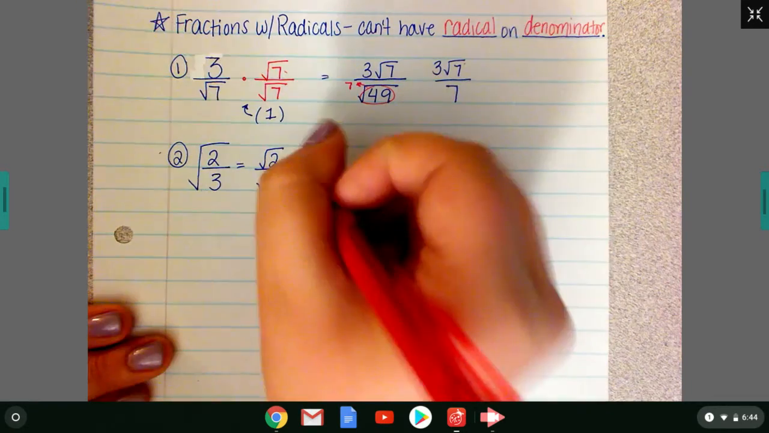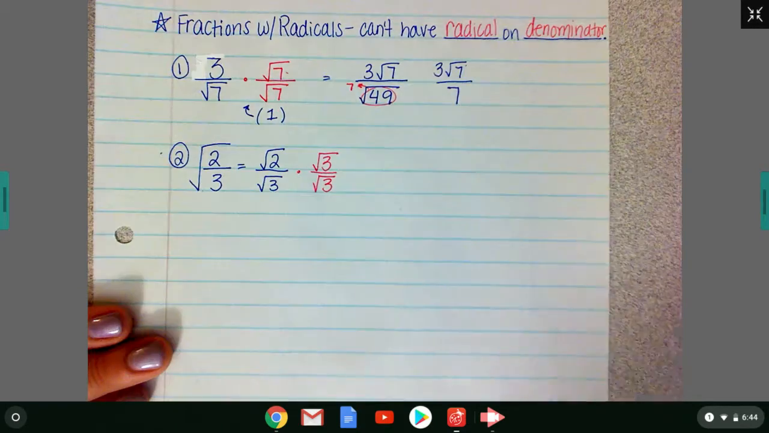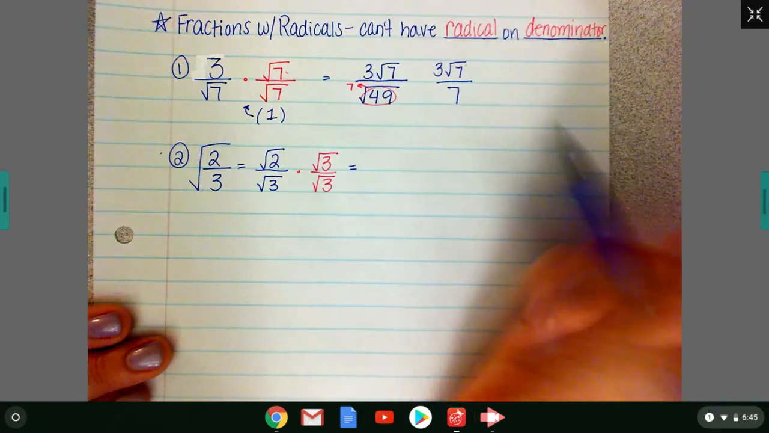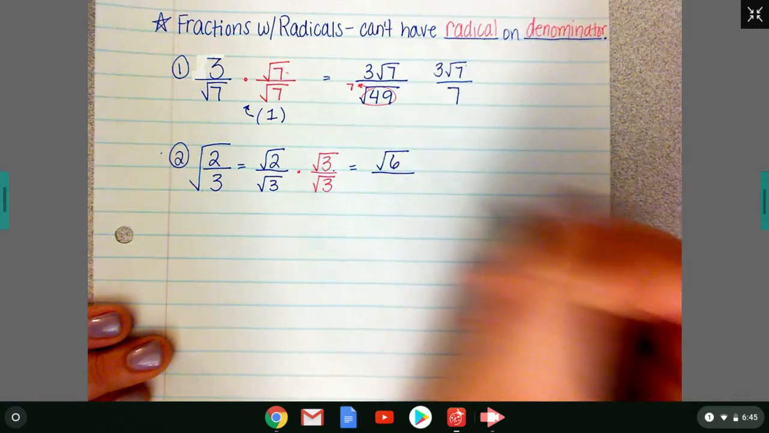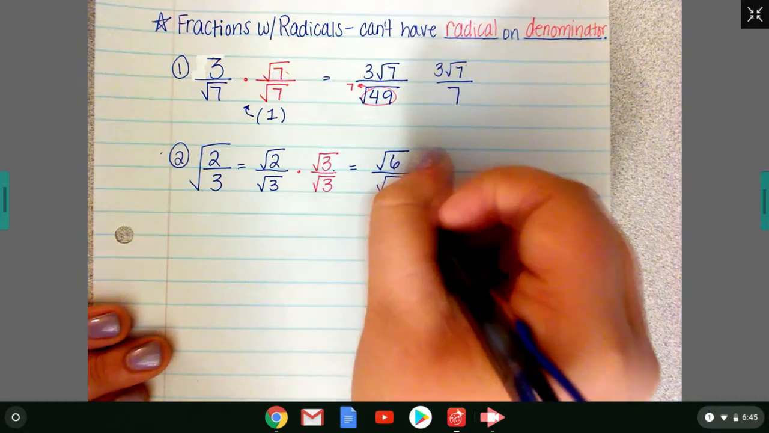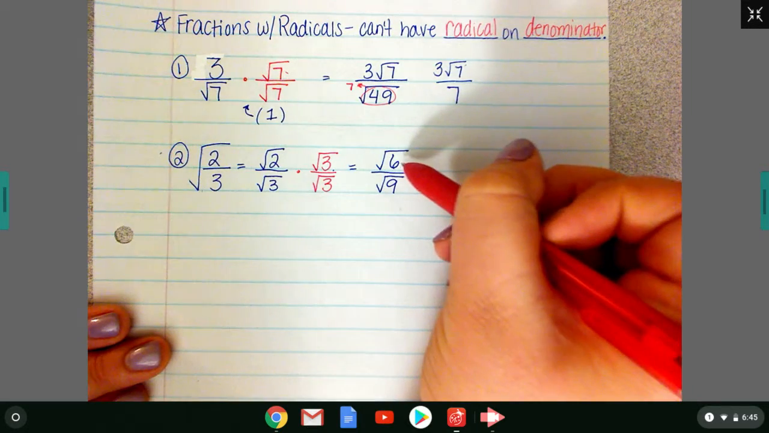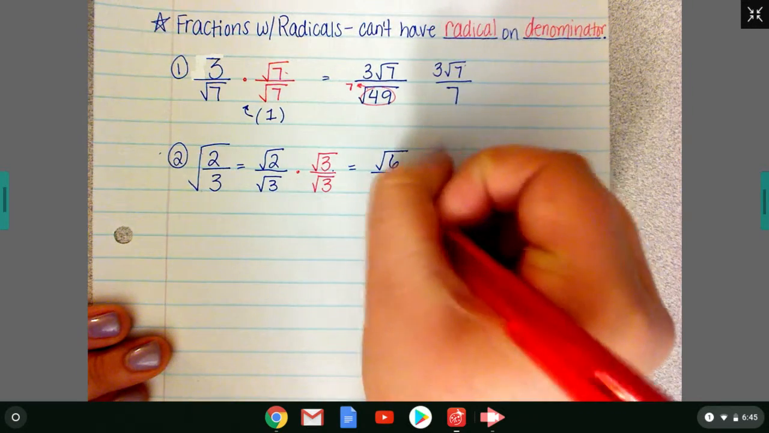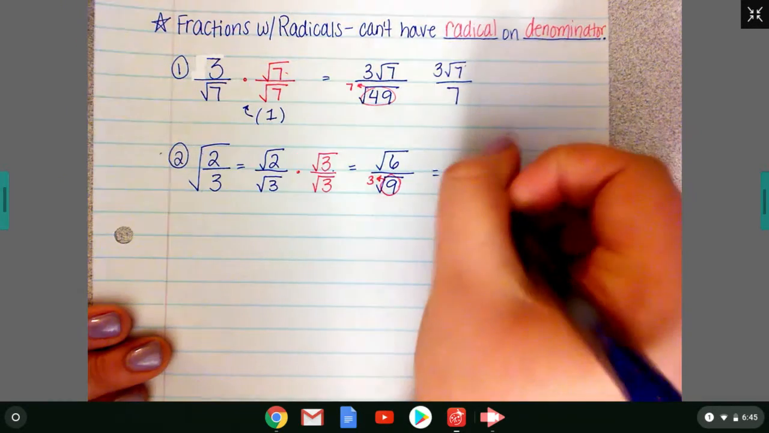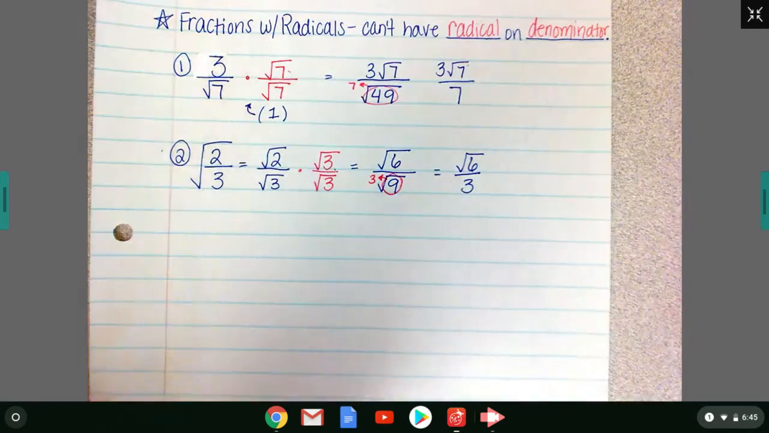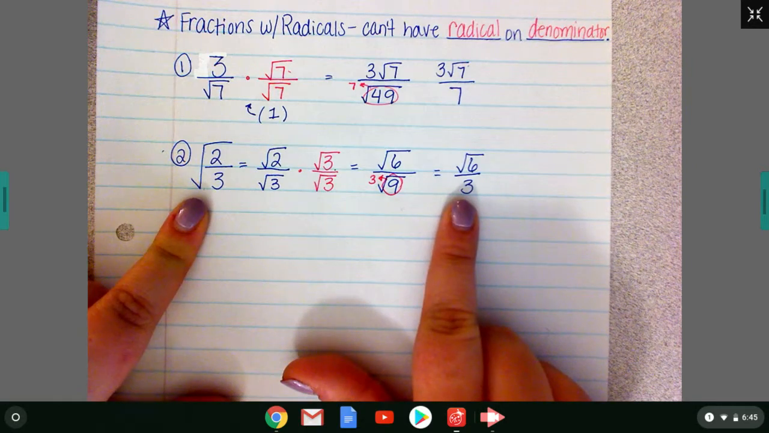and we can't. So we'll multiply by our special 1, root 3 over root 3. And then on the top I have root 2 times root 3, that'll be root 6. On the bottom I have root 3 times root 3, that's root 9. Simplifying here, 6 doesn't have any perfect squares that fit into it. 9 is a perfect square, so that's going to come out as a 3. So I've got root 6 over 3. And now these two are the same because we've got these equal signs, but this one does not have a radical on the denominator.